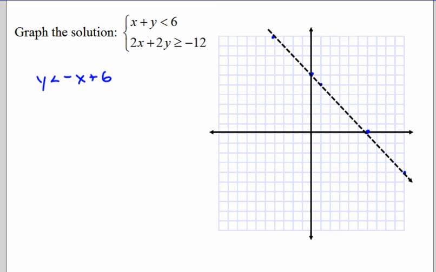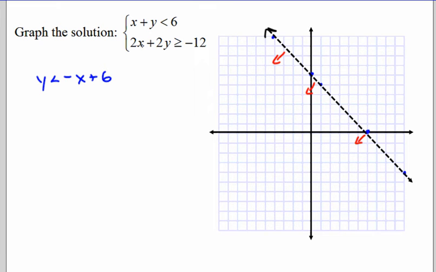So there is the graph of y. Well, this is actually y equals negative x plus 6. Now we want less than, so that means I want to shade only below this line. Right? Less than is below.